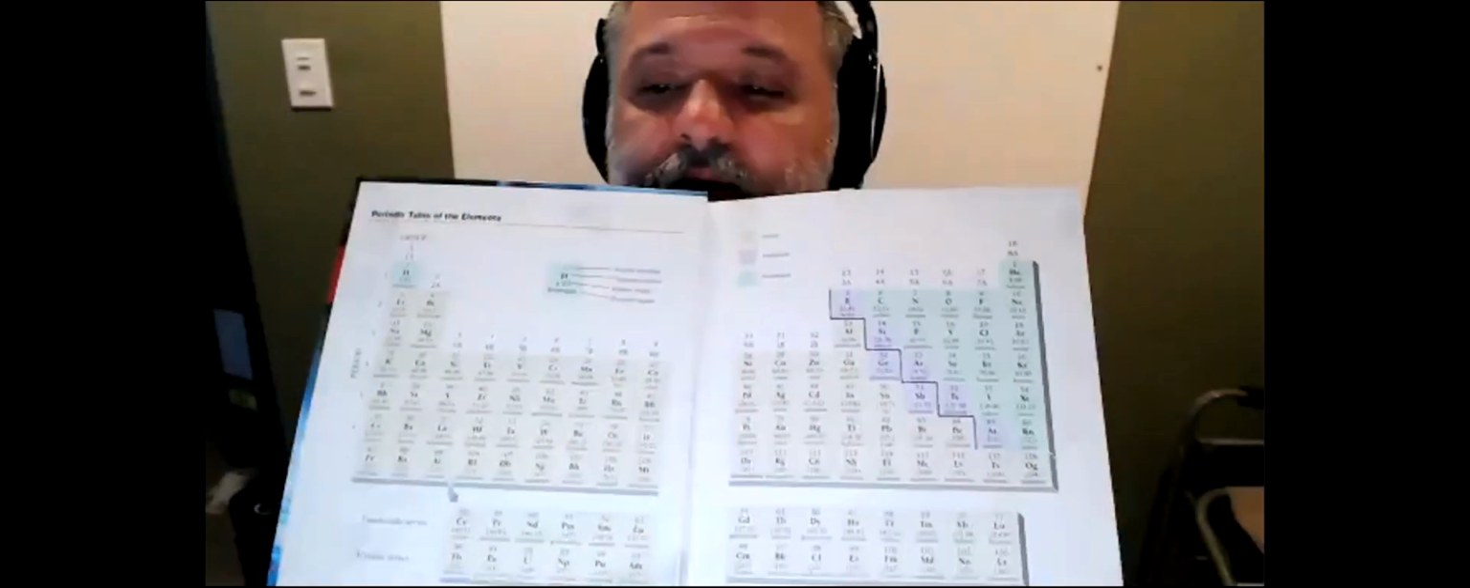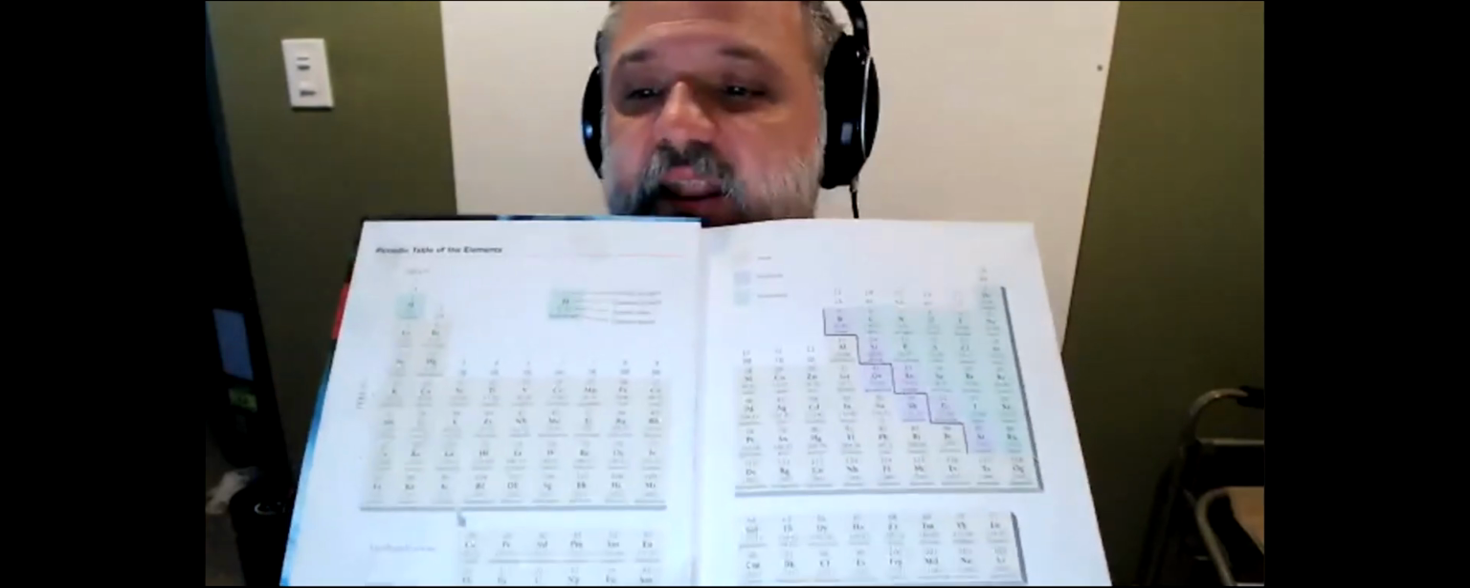Here's my periodic table in my textbook. This is what I ask my students very often. I say, which one of these atoms on the periodic table is an ion? And some of them go, a few of them. Some of them go, several of them. And I say, wrong. Which one of the atoms on the periodic table are ions? And the answer is none of them.